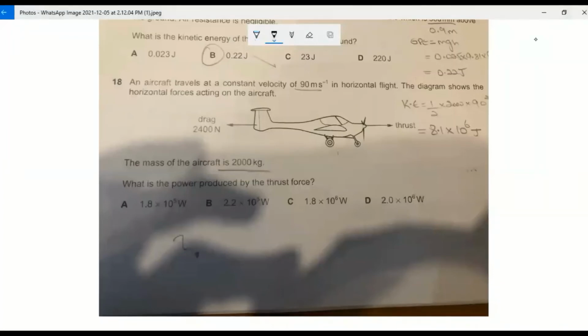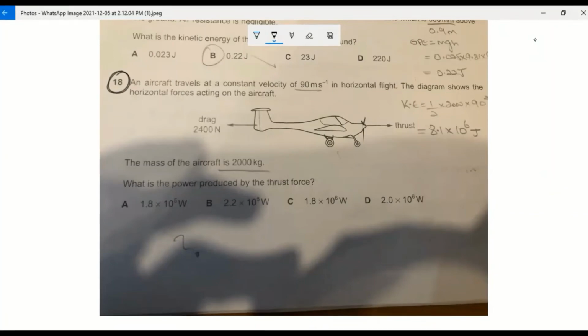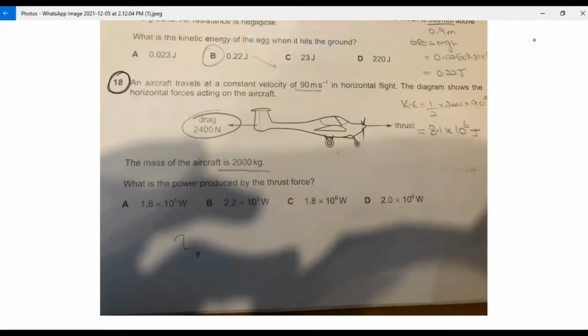Okay, now in this question number 18, an aircraft travels at the constant velocity of 90 meters per second in the horizontal flight. The diagram shows the horizontal forces acting on the aircraft. This drag force is given, the mass of the aircraft given. What is the power produced by the thrust?